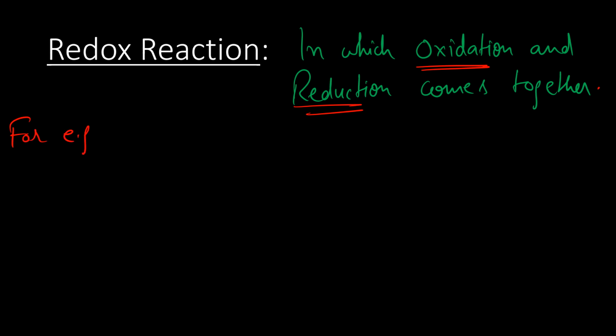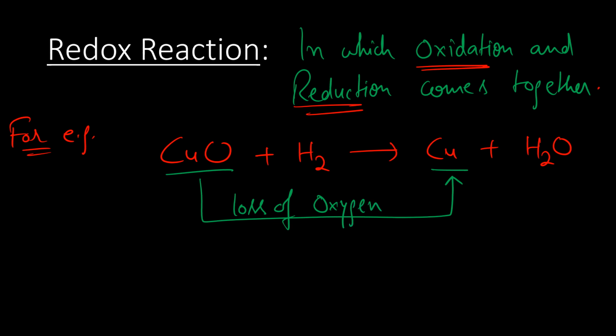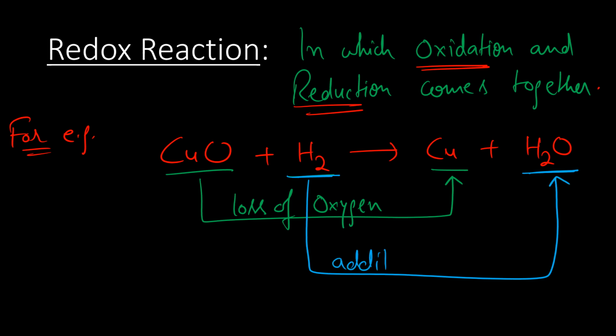For example, if we have copper oxide, and we pass hydrogen gas through it, we know it's going to give you copper and water. So in this case, you will see your copper oxide gets changed into copper. That corresponds to loss of oxygen. Okay. Now next, you may see your hydrogen has changed into water. So if I go from this to this, what I can observe here is addition of oxygen.